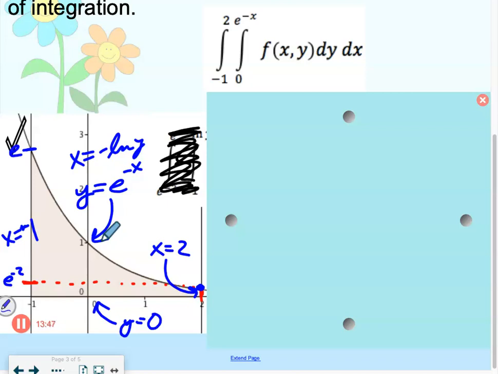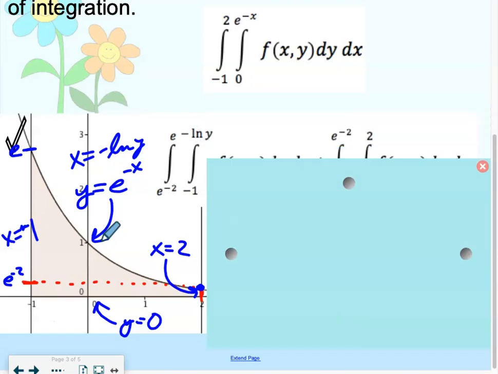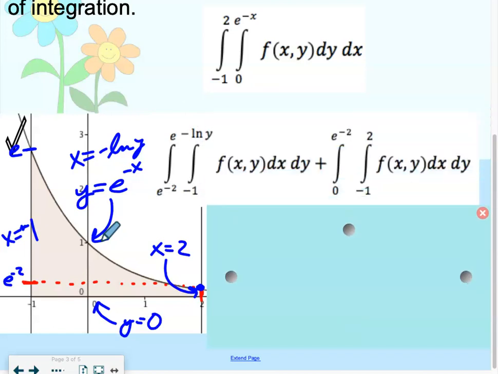So your first integral, after labeling all that stuff, you would have x equals -1 to x equals 2, y equals 0 to y equals e to the negative second. So your first integral, oh, that's my second integral. Shoot. Let's pretend you can't see that. Okay, so x equals -1 to x equals 2, y equals 0 to y equals e to the negative second.